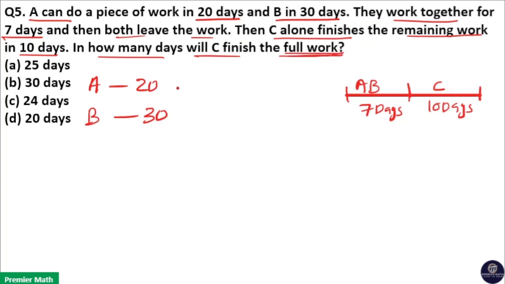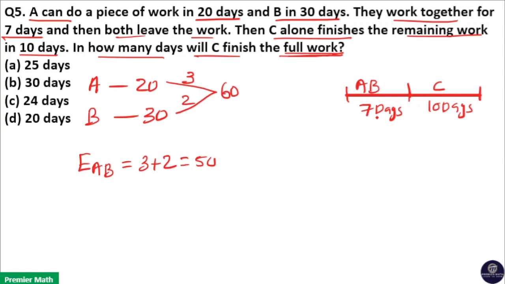Here LCM of 20 and 30 is 60. So 60 unit is the full work. 20 goes 3 times in 60, 30 goes 2 times in 60. Efficiency of A is 3 unit, efficiency of B is 2 unit. So efficiency of A and B is 3 plus 2, 5 unit. That means A and B can complete 5 unit of work in a day.